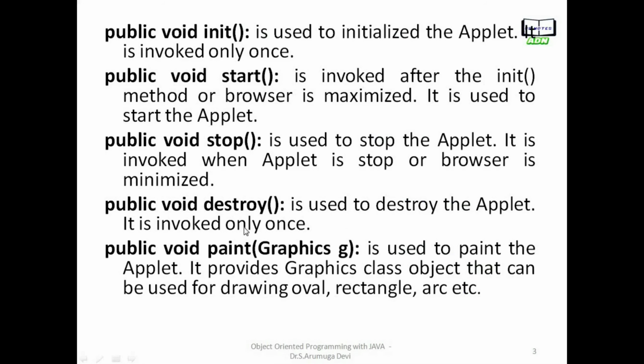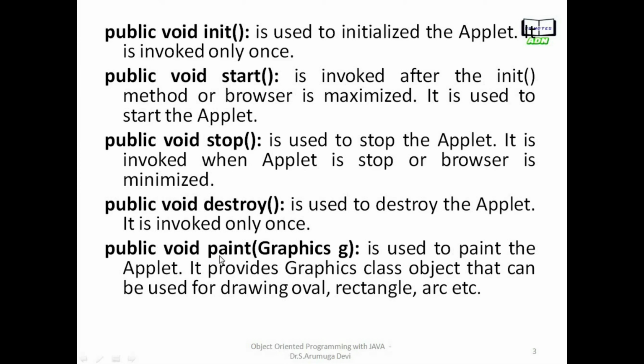These are the methods: public void init. Most of these methods from the Applet class we can override. This is for initialization, especially setting the colors and those things. Start is invoked after the init method, whenever you maximize or restore the browser. Stop is used to temporarily pause the applet. If you minimize the browser, then the stop method will automatically be called. Destroy is invoked only once, and it closes and terminates the applet.